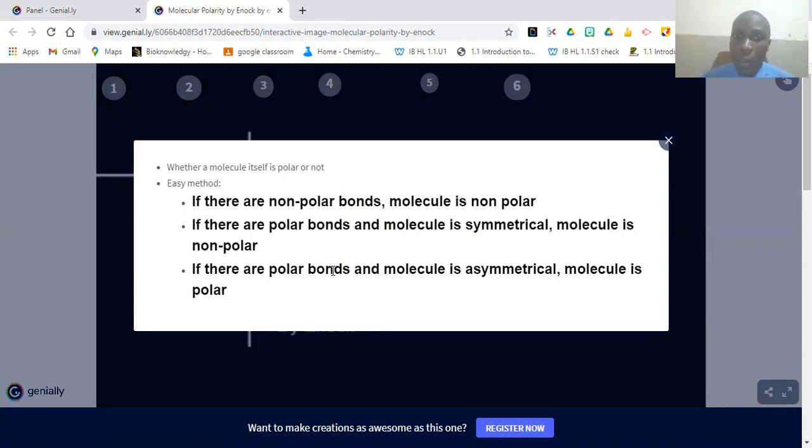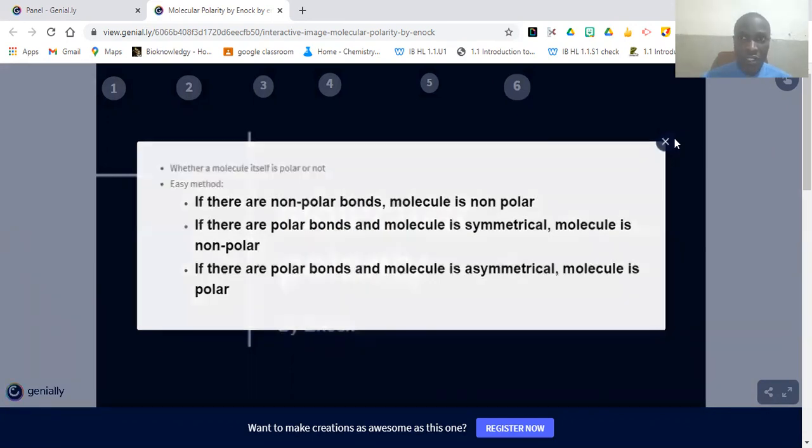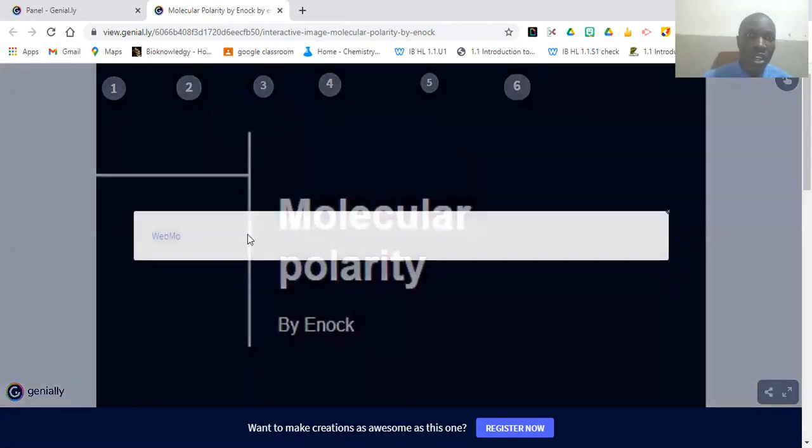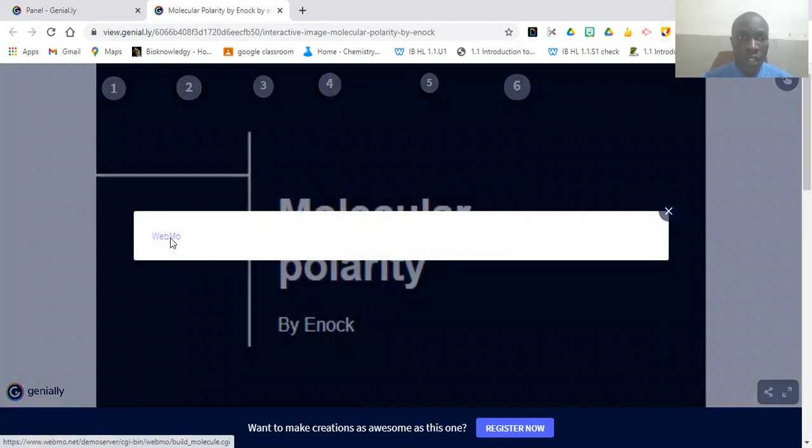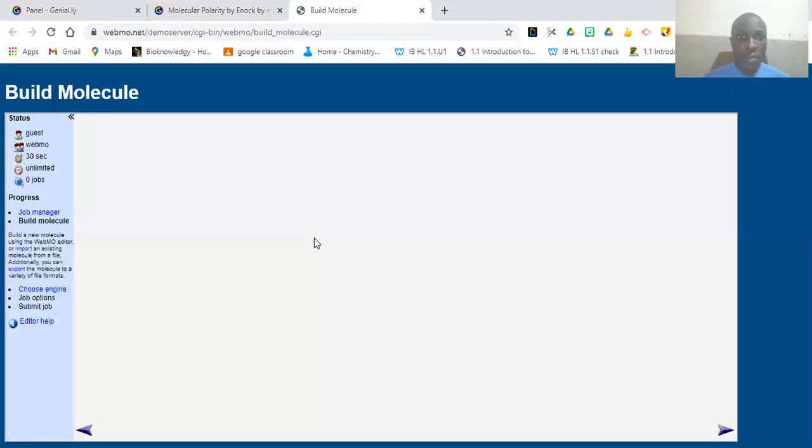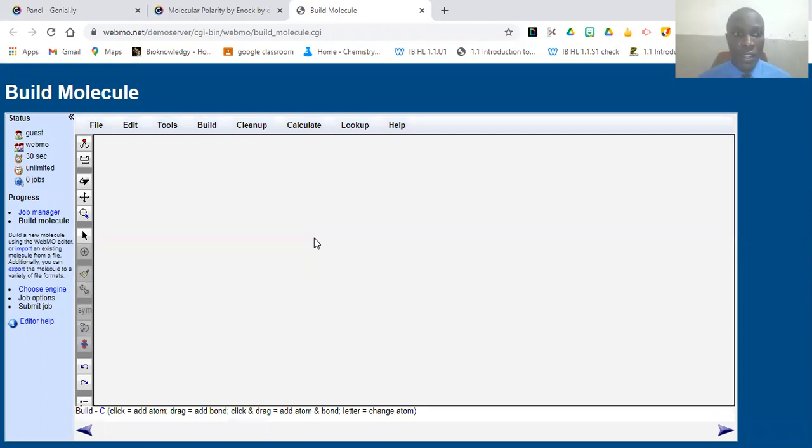However, if there are polar bonds and the molecule is asymmetrical, the molecule is polar. Let's look at it and see. We're going to use a link which I'm going to open right now and try to build up some structures, and see what I mean by having unequal or uneven partial charge distribution, and then we also identify which molecules are polar and which molecules are non-polar.